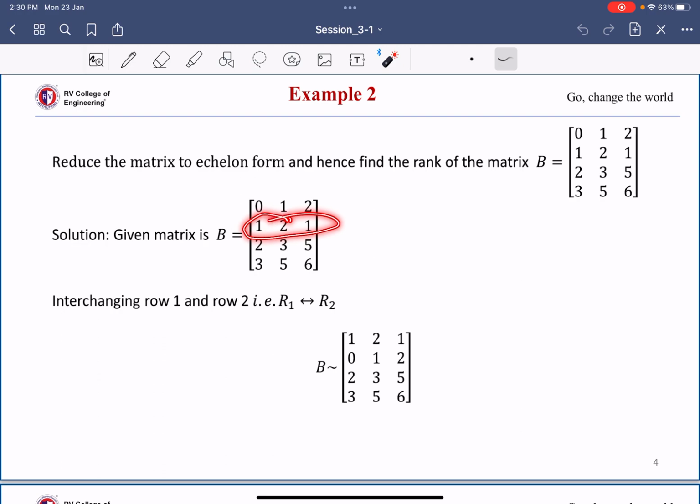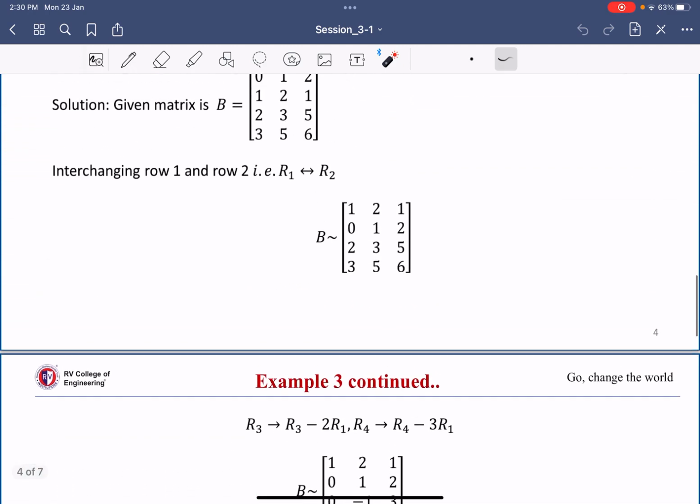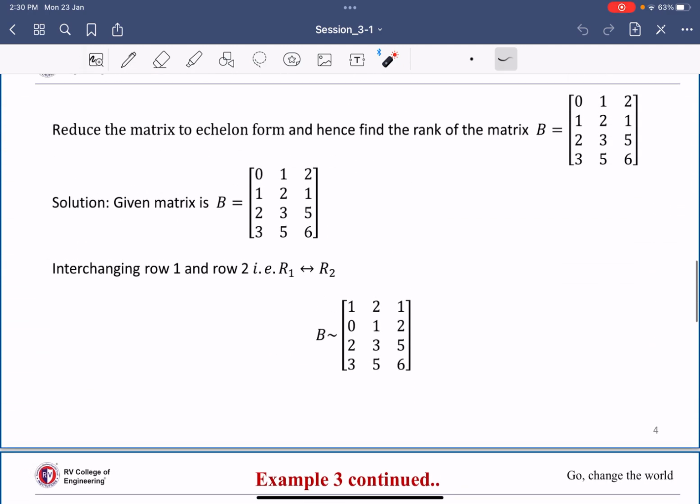When we interchange the first and second row, the row which contains the elements 1 0 1 now becomes the first row, and the elements of the original first row now go to the second row. The third and the fourth row remain unchanged. Now this is the leading entry in my first row, and the entries below 1 must be made 0. So 2 must be made 0 and 3 must be made 0.